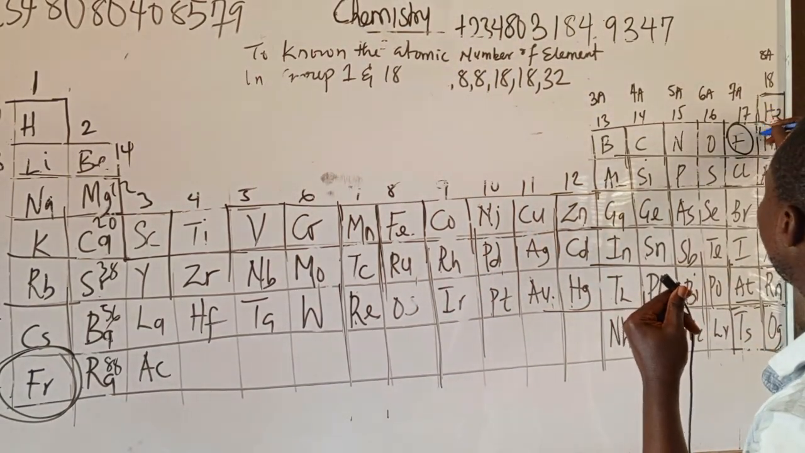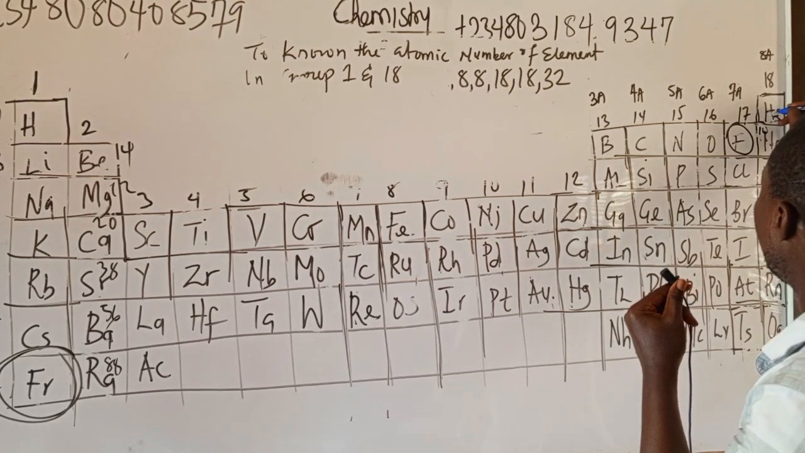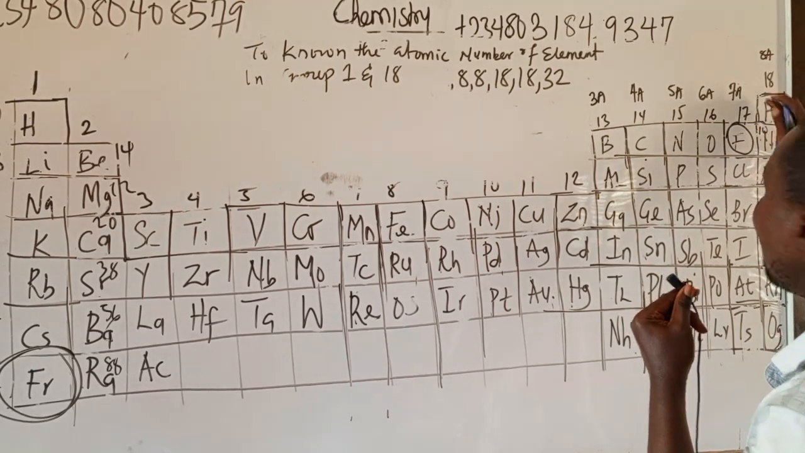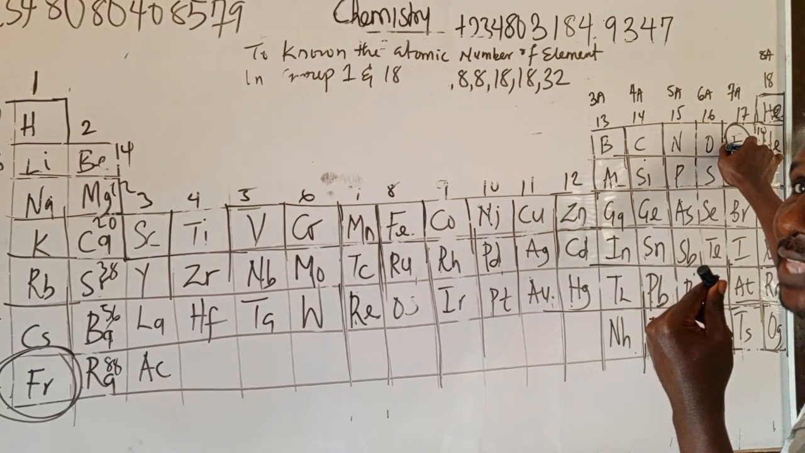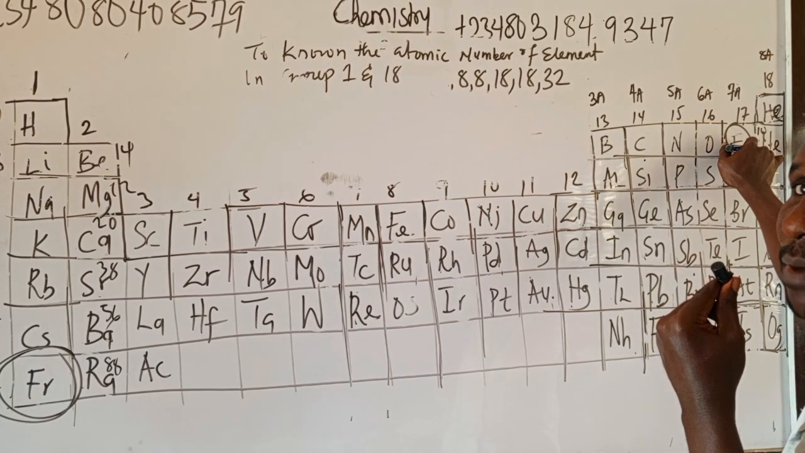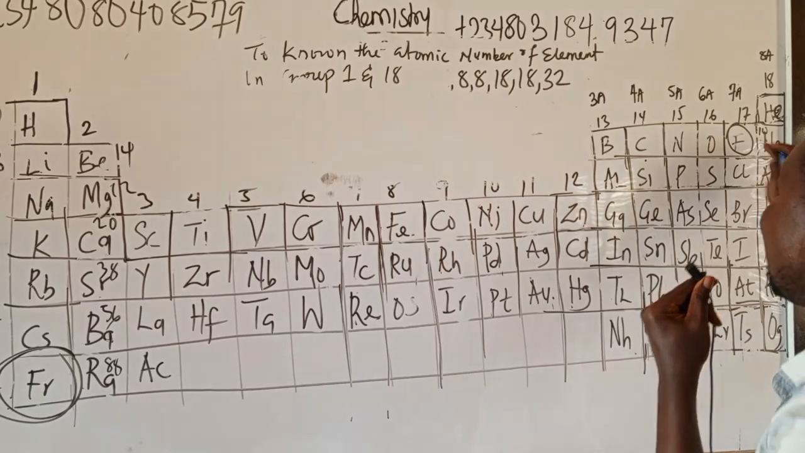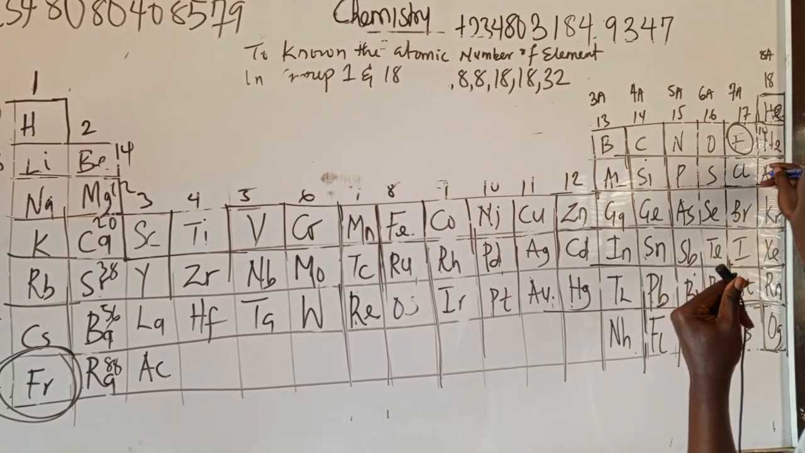You have 10. Atomic number of helium is what? 2. Add 8 to helium, you get atomic number of neon, which is 10. Then add 8 to that of neon.